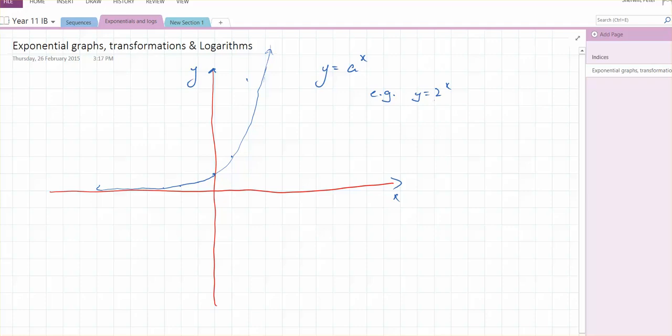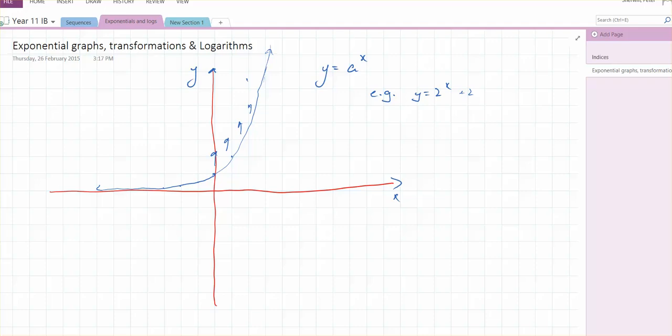Now, what would happen as the 2 changed? If the value of 2 became larger, the effect would be a vertical stretch, and this would get tighter against the y-axis here. If we add or subtract a value on the end, if we wanted to add 2, then the whole exponential curve would go up 2. So it wouldn't go through 1 anymore, it would go up through 3. If it was minus 2, it would come down 2. So that would be the transformation.